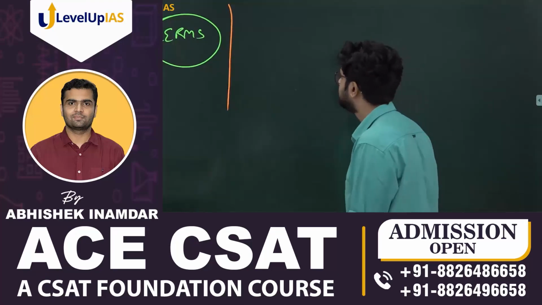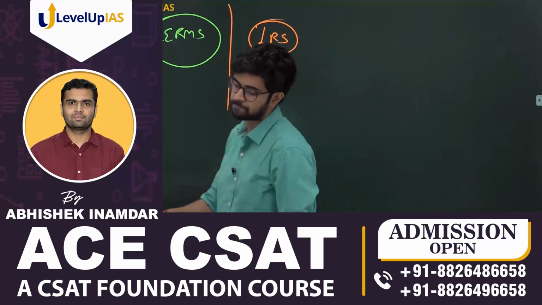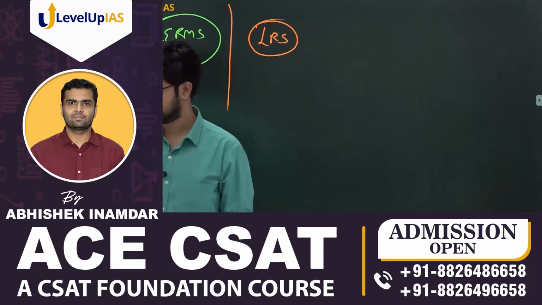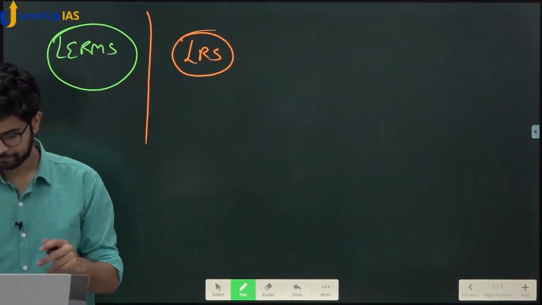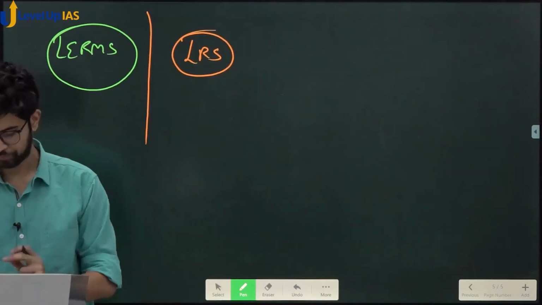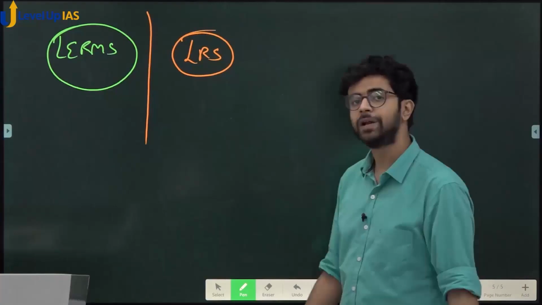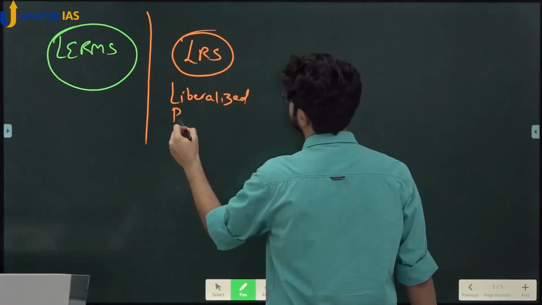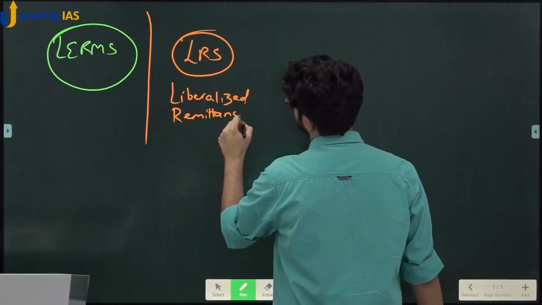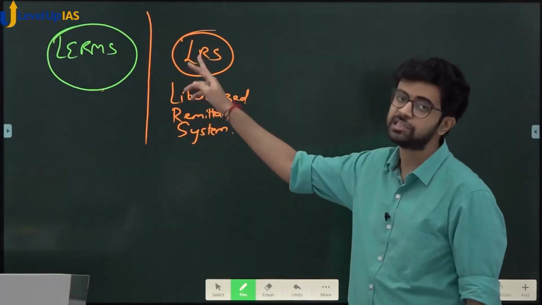This system is called LRS. It gives you a limit of up to $250,000. This is called the Liberalized Remittance Scheme, LRS. Please do not confuse it with LERMS. This is the Liberalized Exchange Rate Management System.